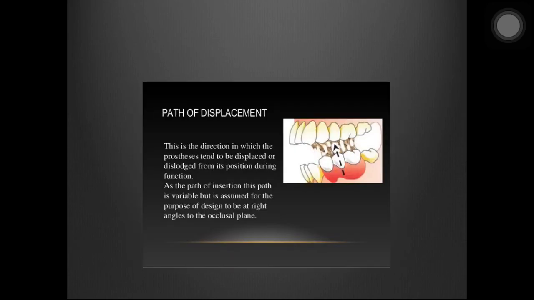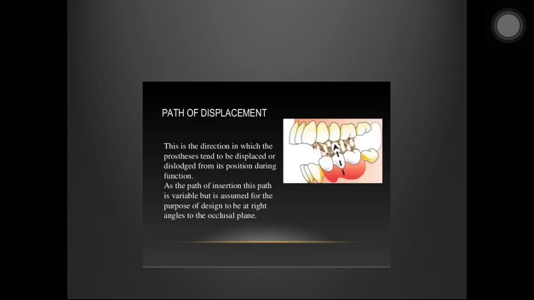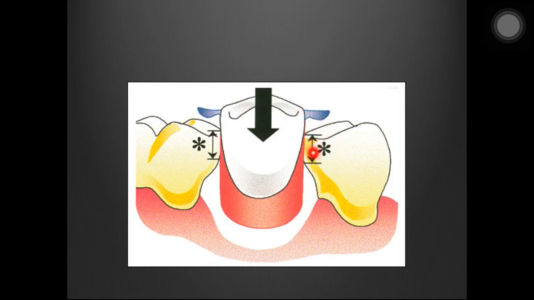Path of displacement is the direction in which the prosthesis tends to be displaced or dislodged from its position during function. Unlike the path of insertion, this path is variable but is assumed for the purpose of design to be at right angles to the occlusal plane. Surveying also helps identify proximal tooth surfaces that are or need to be made parallel, so they act as guiding planes during placement and removal of the denture. Now you see that when we survey with the help of a dental surveyor, we can understand that these walls need to be modified in order for this denture to insert properly.